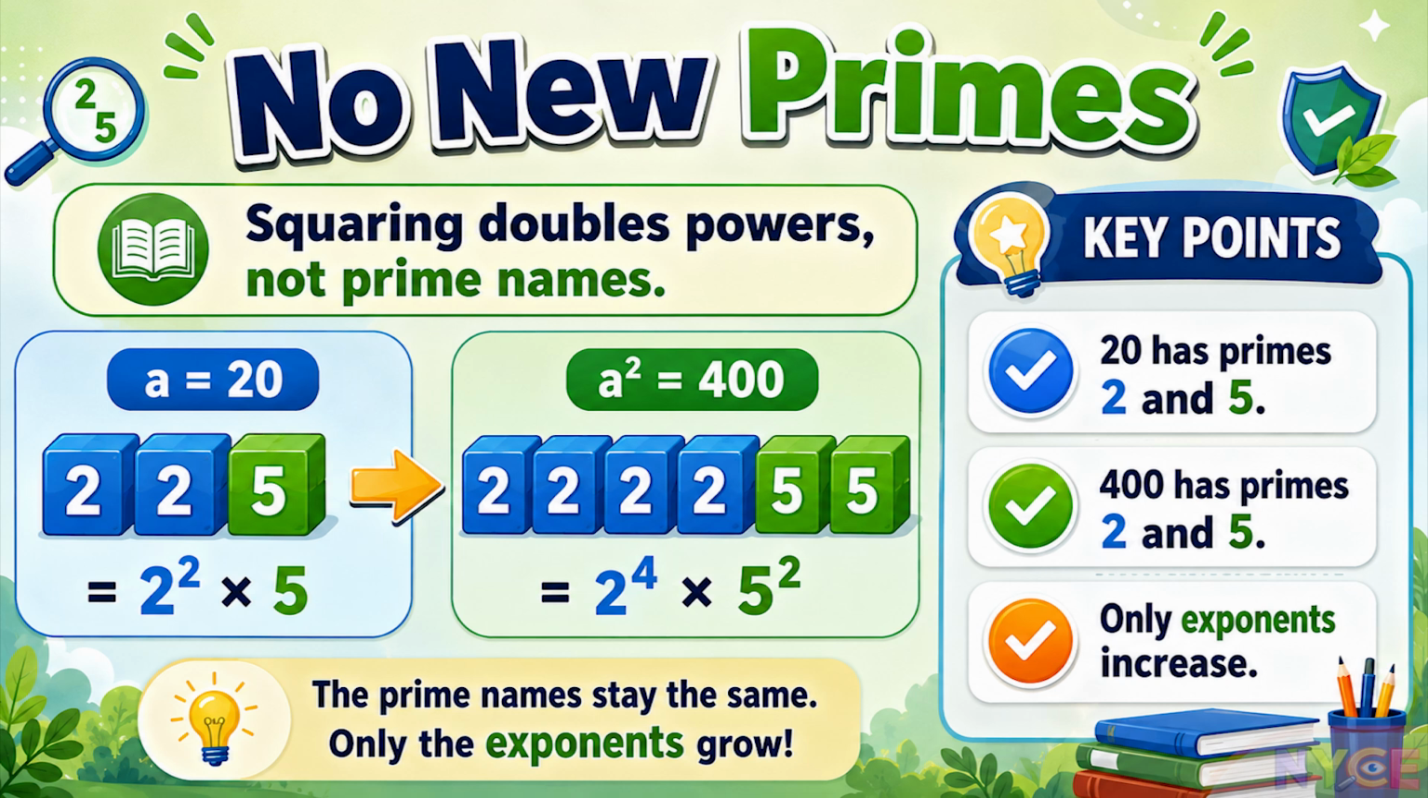When we square a number, prime powers double, but the prime names do not change. New prime factors do not suddenly appear. In future proofs, we may know that a prime divides a squared number. This theorem allows us to immediately move backward and say, then that prime also divides the original number.